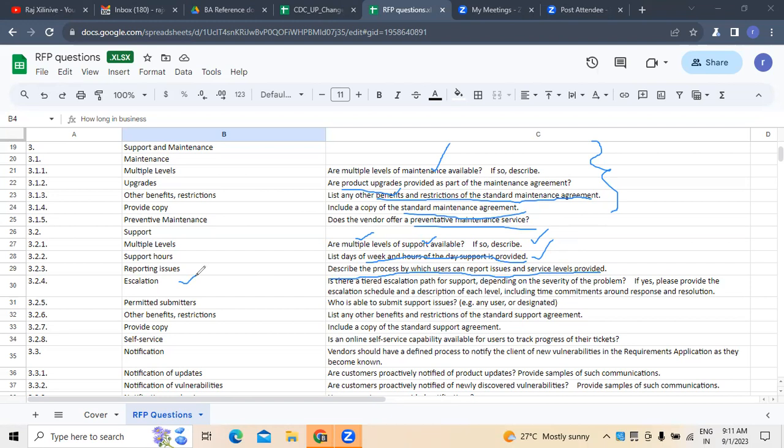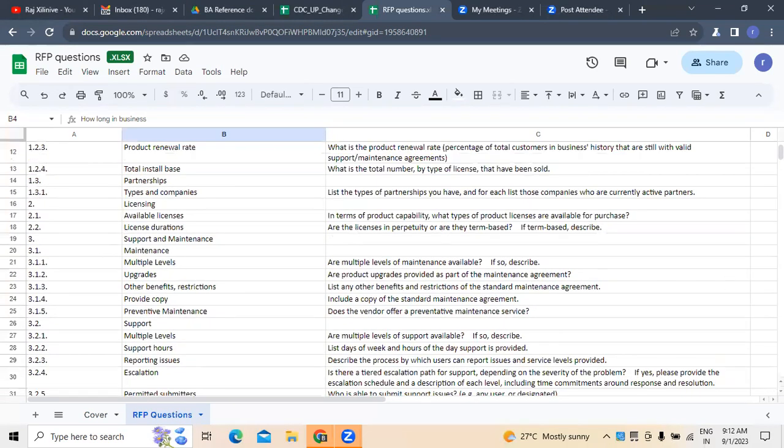Once the escalation points are mentioned, we must know about the permitted submitters, right? So who are the permitted submitters here? At the same time, we must know about the benefits restrictions, standard support agreements, and the online service capabilities which are available for the users, knowing about the notifications, notification updates, notification vulnerabilities. All these things must be known to us well in advance.